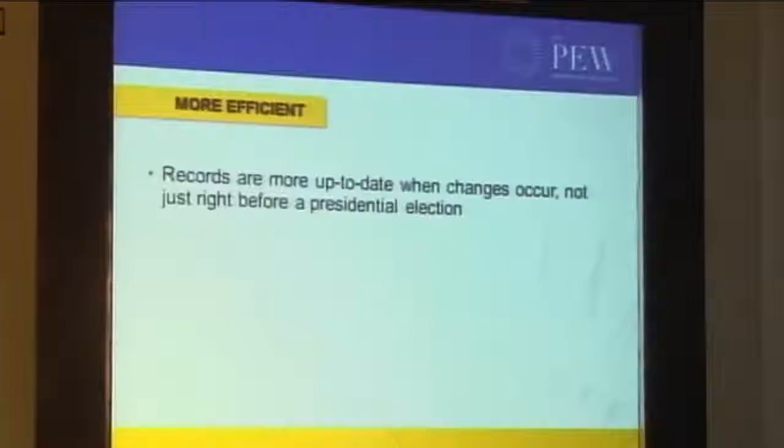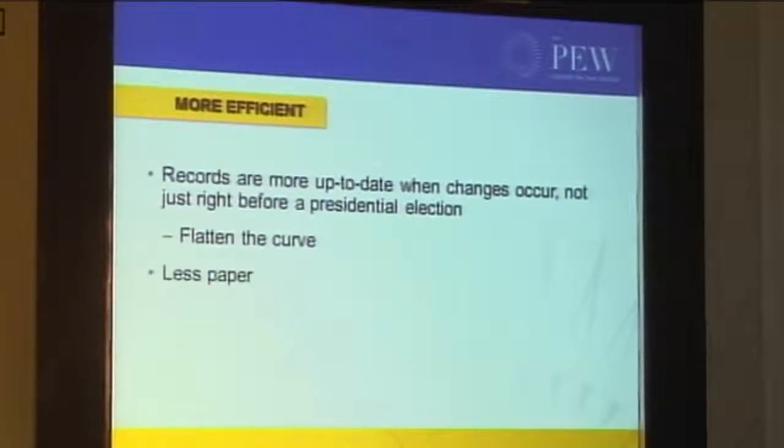And then lastly, it's more efficient. Records are more up to date when the change occurs, not just right before the presidential election. So what you see is what we call flattening that curve. So you see that spike. We hope to tamp down that spike to see more activity between election cycles. A lot less paper, much more efficient for that reason.